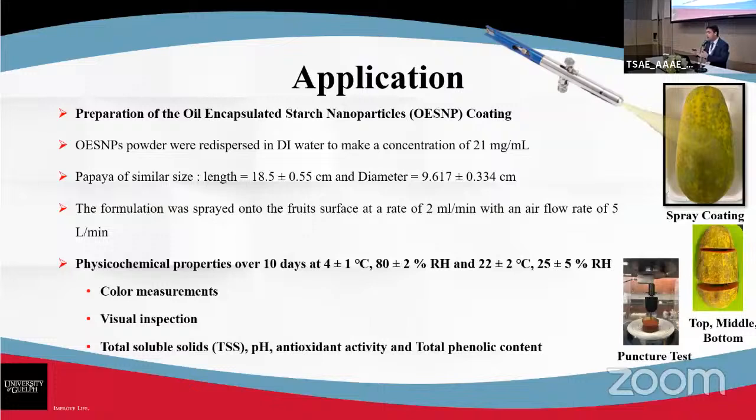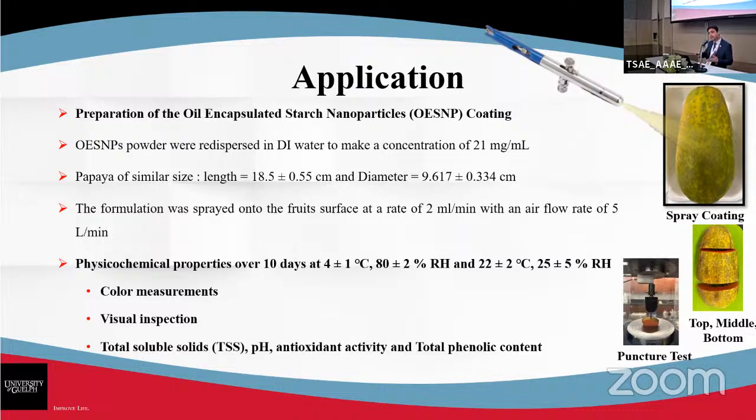So we did a small study on papaya fruit. What we did, we redispersed the powder in DI water at a concentration of 21 mg per ml, which was based on our preliminary study. We have taken papayas of similar shape, size, and color, and then we sprayed our nanoparticles on the fruits at 2 ml per liter.